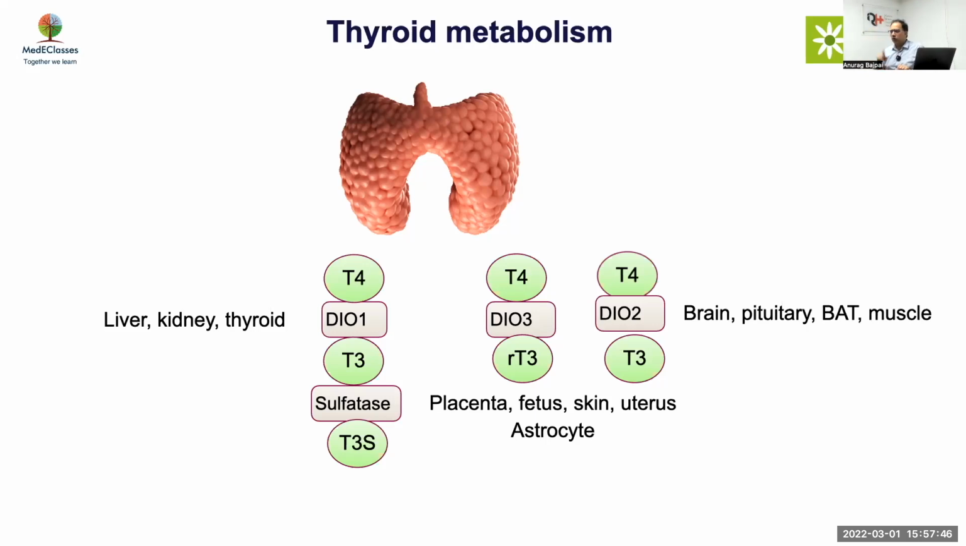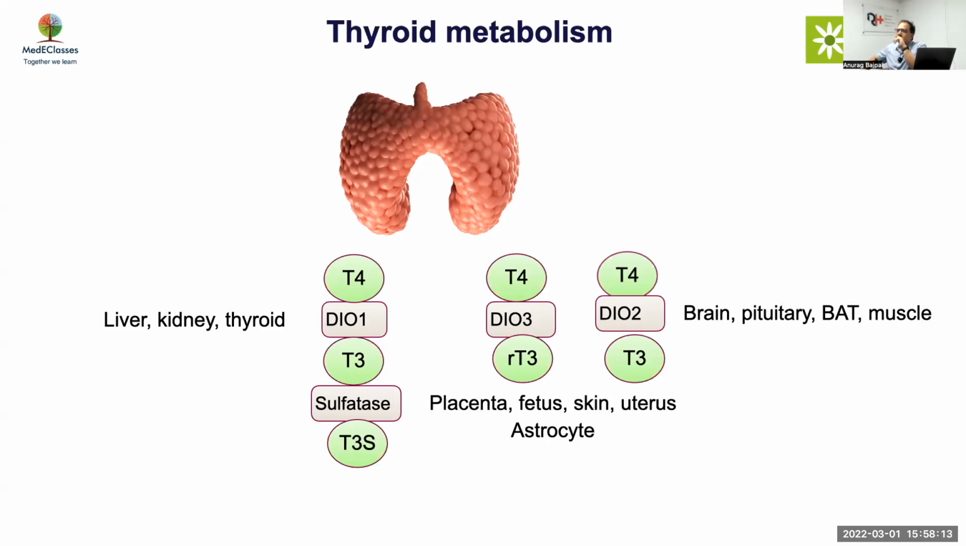Now, if your DIO2 goes up, what will happen to TSH? It will be decreased. So in somebody who has a critical illness, first thing, what will happen to TSH? That will be normal or decreased. What will happen to T4? The T4 levels will be normal or low.